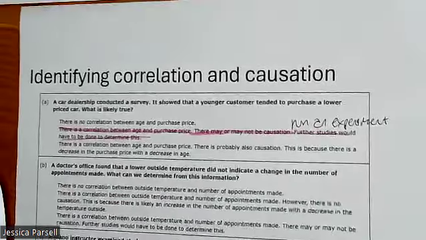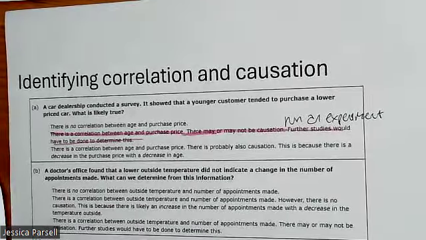Let's try this again. A doctor's office found that a lower outside temperature did not indicate a change in the number of appointments made. What can we determine from this information? So what the doctor's office is saying is that if the temperature outside was low, it didn't seem to change the number of phone calls they were getting for appointments that needed to be made.